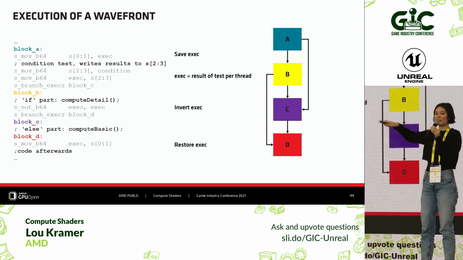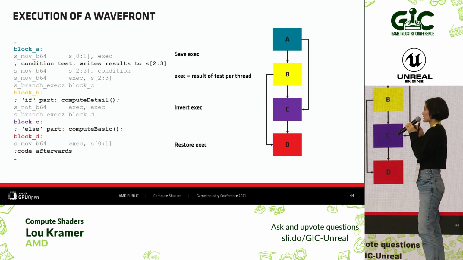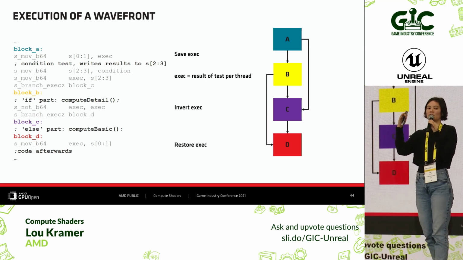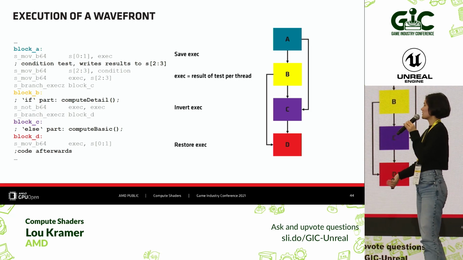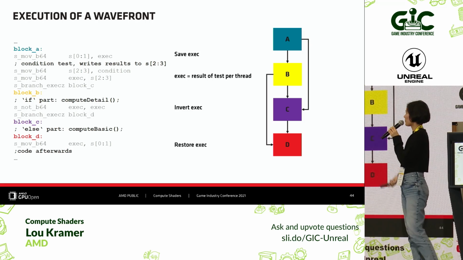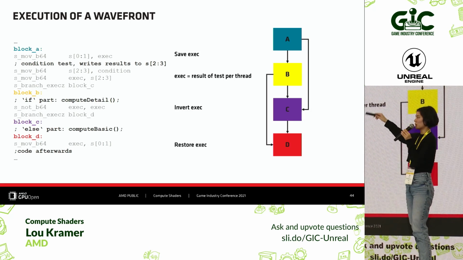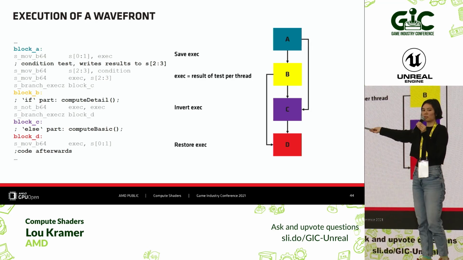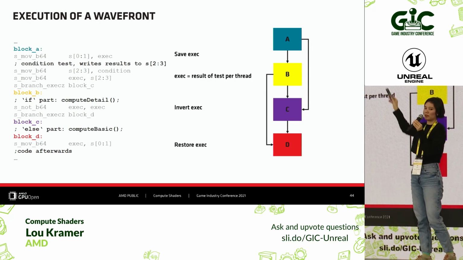So we save the current state, just saving which threads are actually doing all these condition tests. And then we save the result per thread. This is this one. So we know which threads need to go to the if part, and which threads need to go to the else part. And at the end, we just restore what we saved in the beginning.